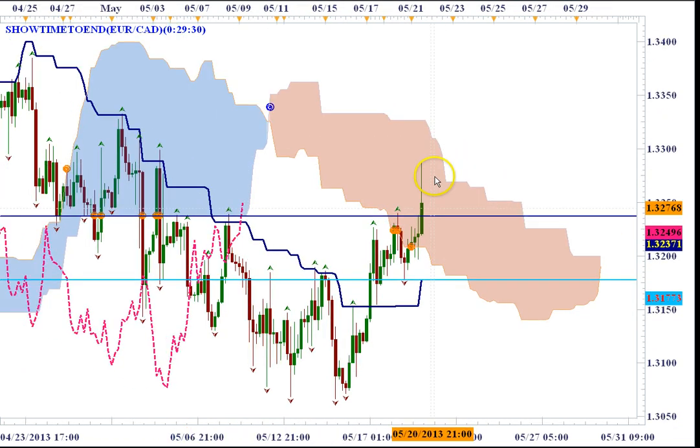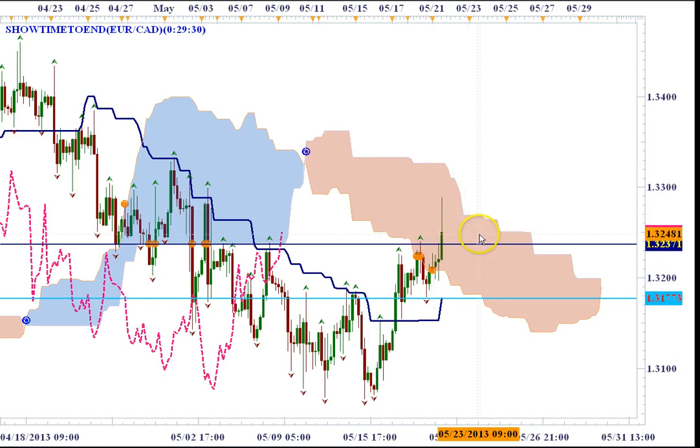Now see, we're going to wait on this pair and see what it does, if it even gets outside of the cloud. We're above the Kijun-sen, so our signal is long trades. We want to wait till we get outside of that cloud.